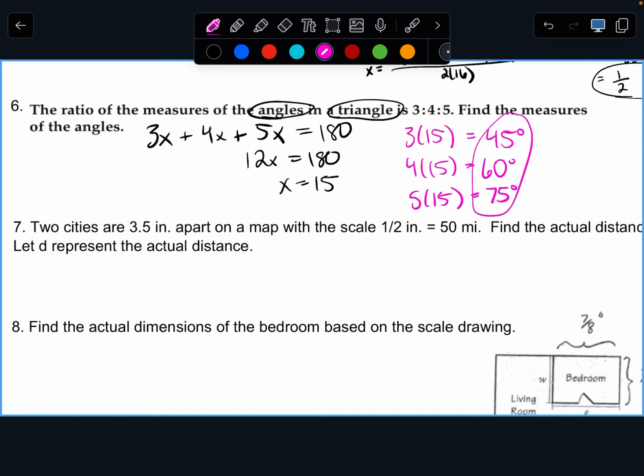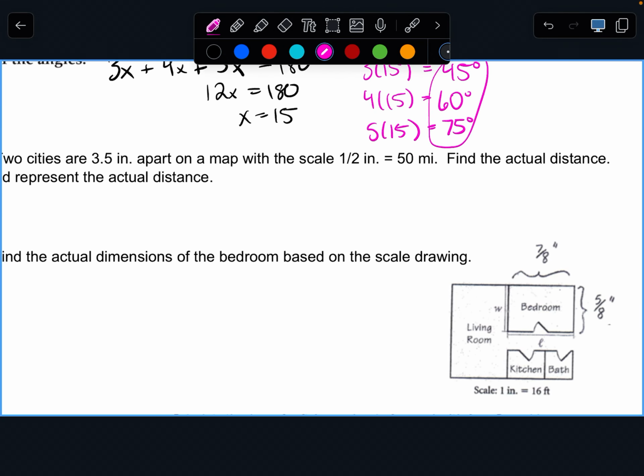Yeah, pretty much. I did 3x, so I did 3 times 15. So if it was 2, 7, 8, it would be 2x plus 7x plus 8x equals 180. If the numbers are different, you just put x with them.